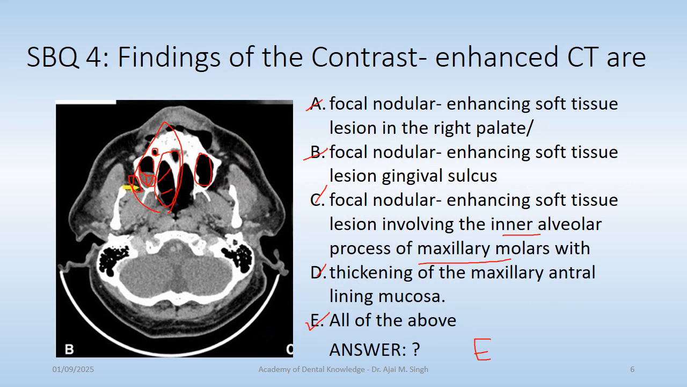Question number 4: the findings of the contrast enhanced CT are: A, focal nodular enhancing soft tissue lesion in the right palate. Okay, this whole area is the right palate. Basically this is the palate. I am sorry, this is the palate. Soft tissue lesion in the palate. Soft tissue lesion we are looking here. These are the soft tissues. In the CT scan, these are the bony areas, these are the soft tissues.